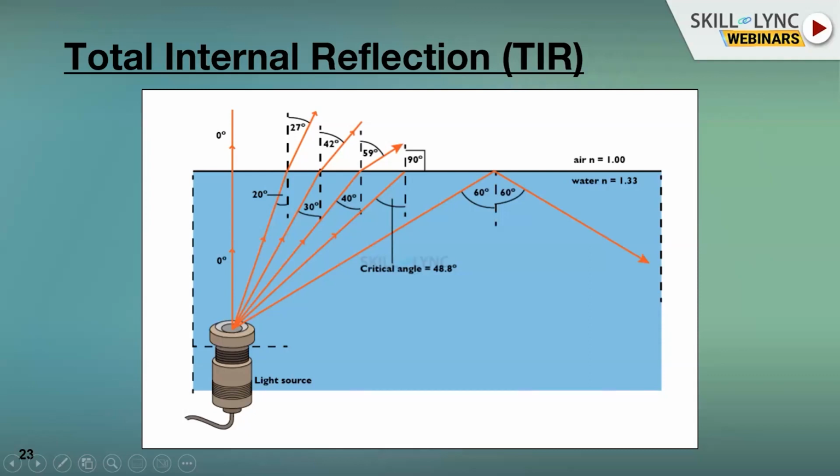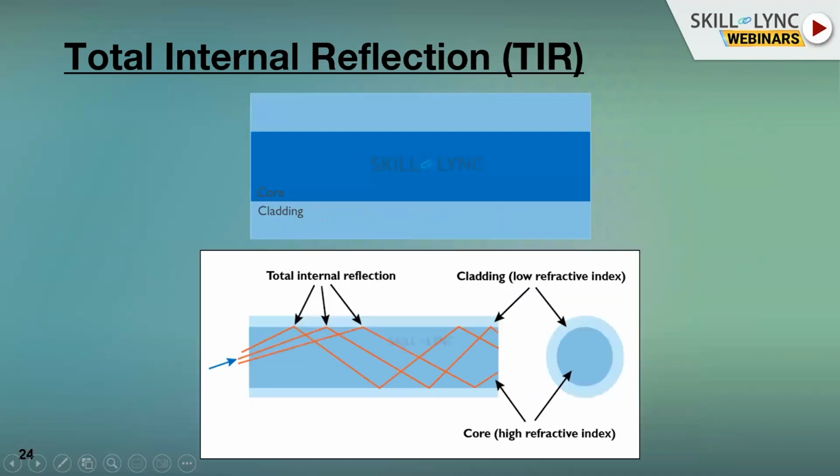Okay, so when do you actually achieve total internal reflection? If the light ray is passing at an angle of 48.8 degrees, then the effect of total internal reflection will happen. Okay, clear? Let's see the animation of it.